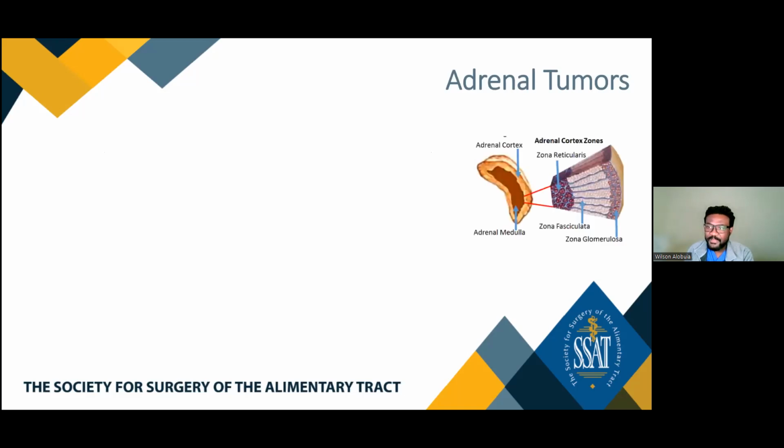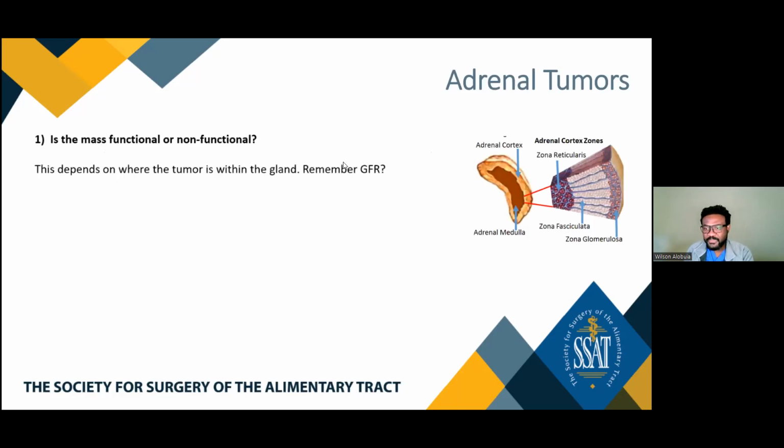So as we see here, just like I reminded you before, if you're trying to determine whether the mass is functional, this really depends on where it is in the adrenal gland. So remember we talked about the GFR.